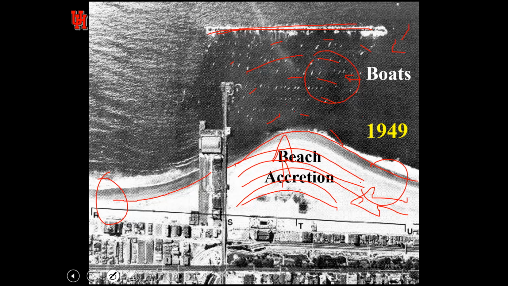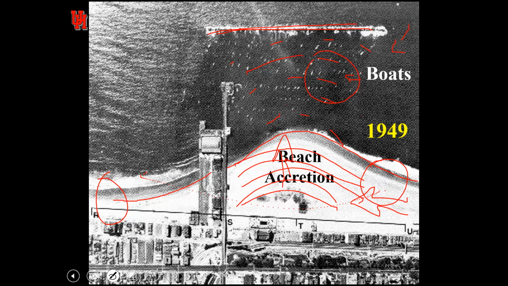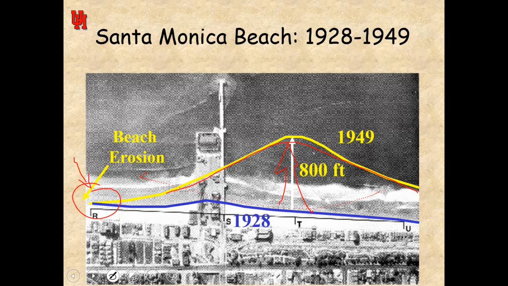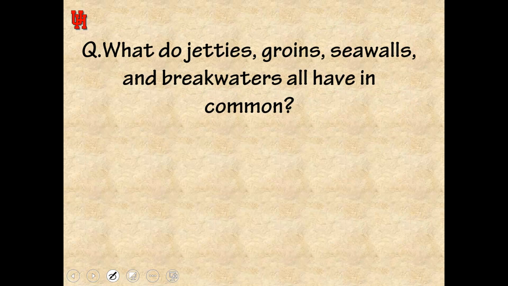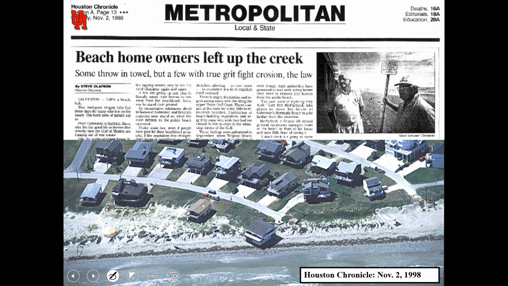So what's the answer? Turns out the answer is put a dredge here and mechanically move the sediment from here to here. So now we have artificially reestablished that zone of longshore drift. Okay, so the question of what do these all have in common is obvious. They all cause downdrift erosion. Okay? That's a problem.